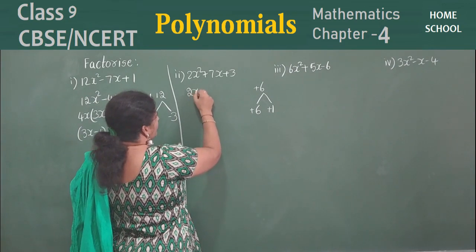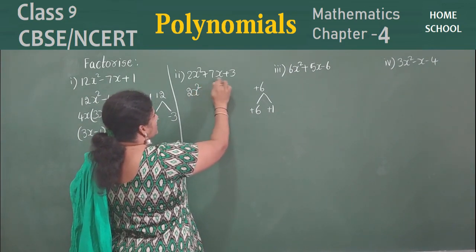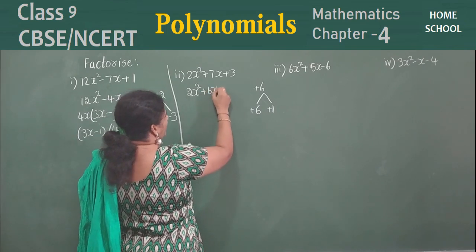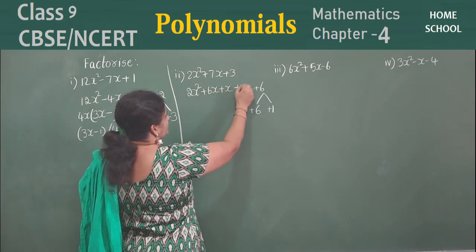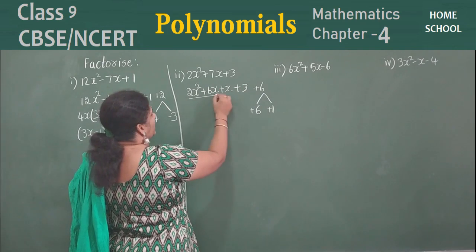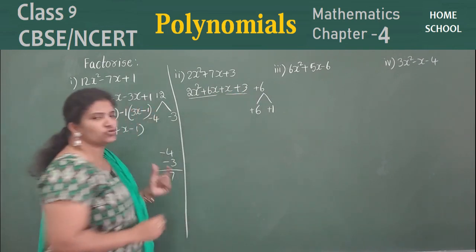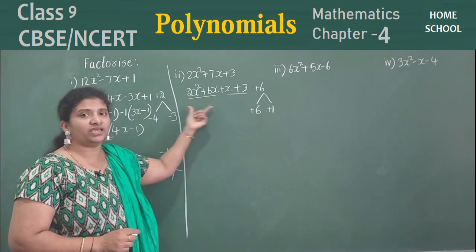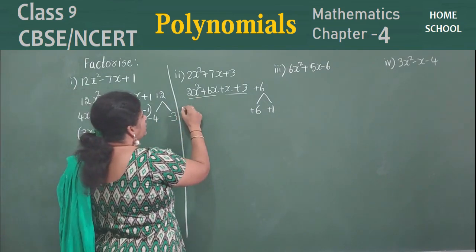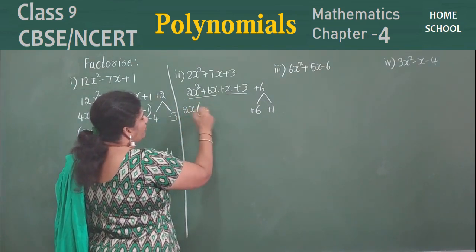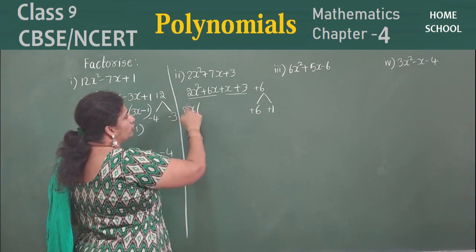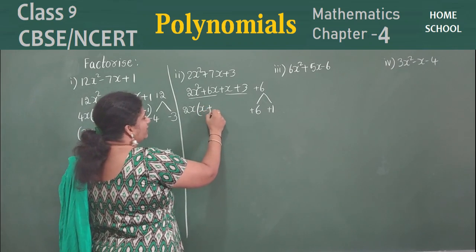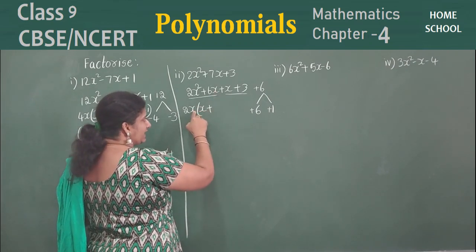Now split this one. 2x square instead of 7x, split as 6x plus x plus 3. Okay. Now take a pair, and in these two terms you need to take out common. What you can take common here? It is 2x is common. If you remove 2, no number is there. If you remove 1x will be common. Then here 1x is taken out common.